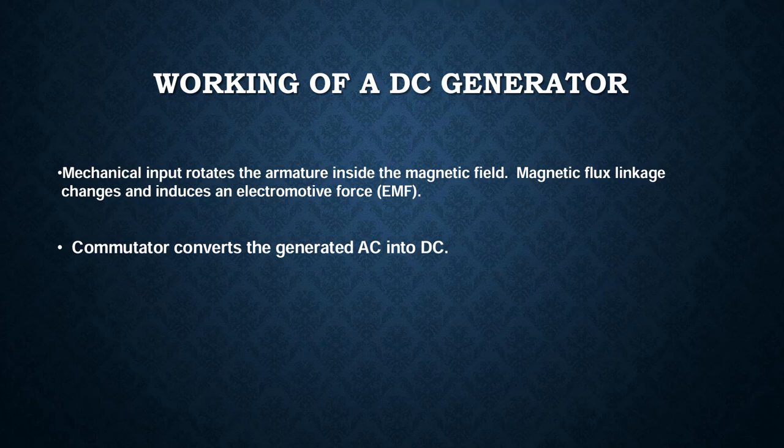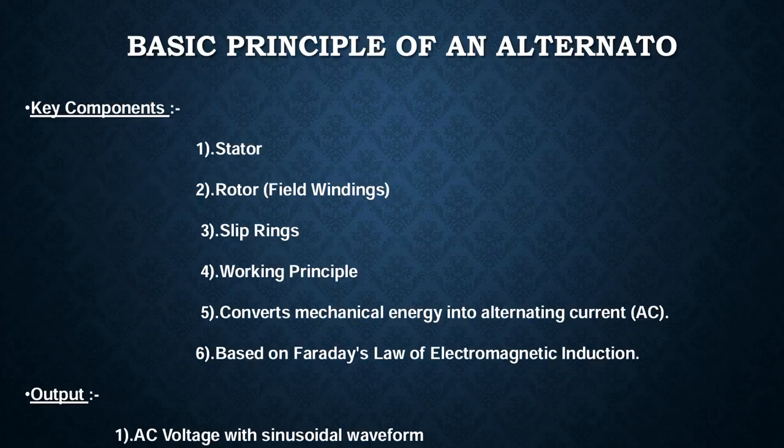Working of a DC generator. In the machine, the input rotates the armature inside the magnetic field. The magnetic flux changes and induces an electromotive force, meaning EMF, and the commutator converts the generated AC into DC.